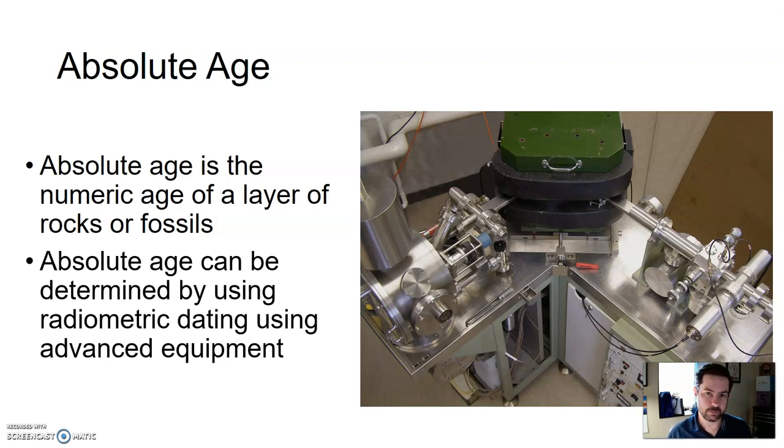To determine this, you have to use some fancy machinery, something called radiometric dating. We'll talk a little bit more about this later on. It is kind of advanced and expensive, so we don't do it too often. But there are ways to put an exact number on a rock, and that's known as the absolute age. All right.